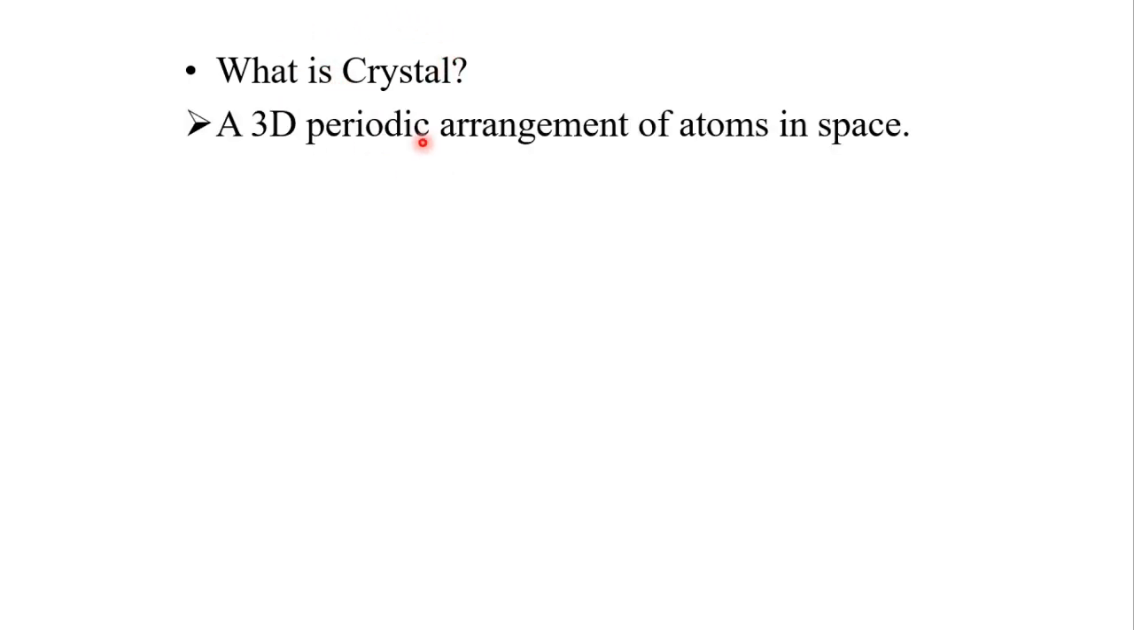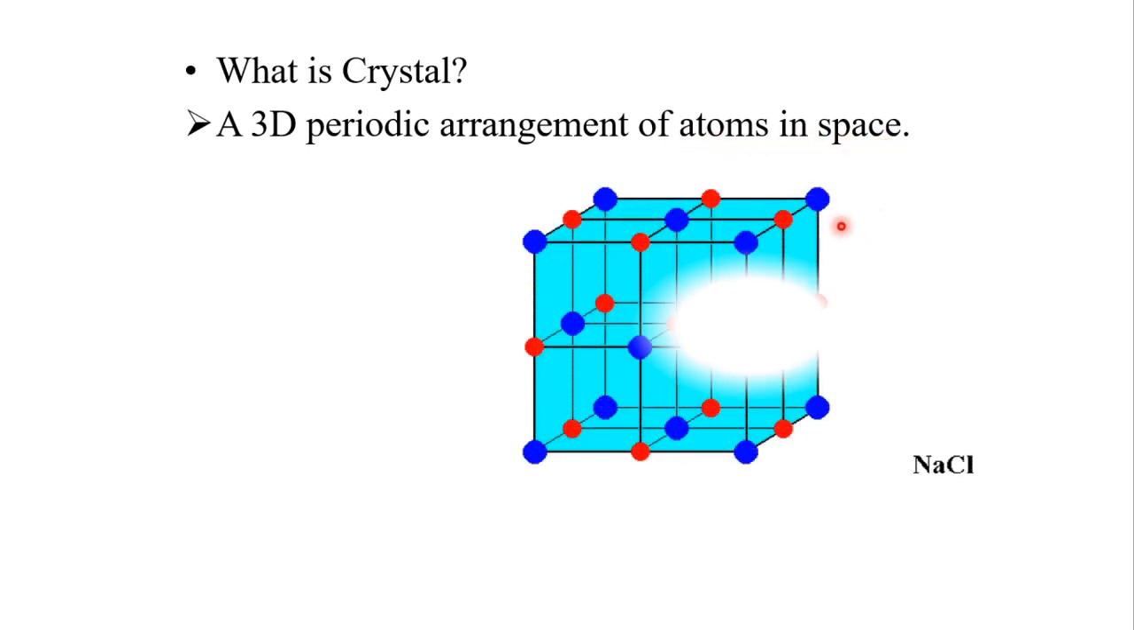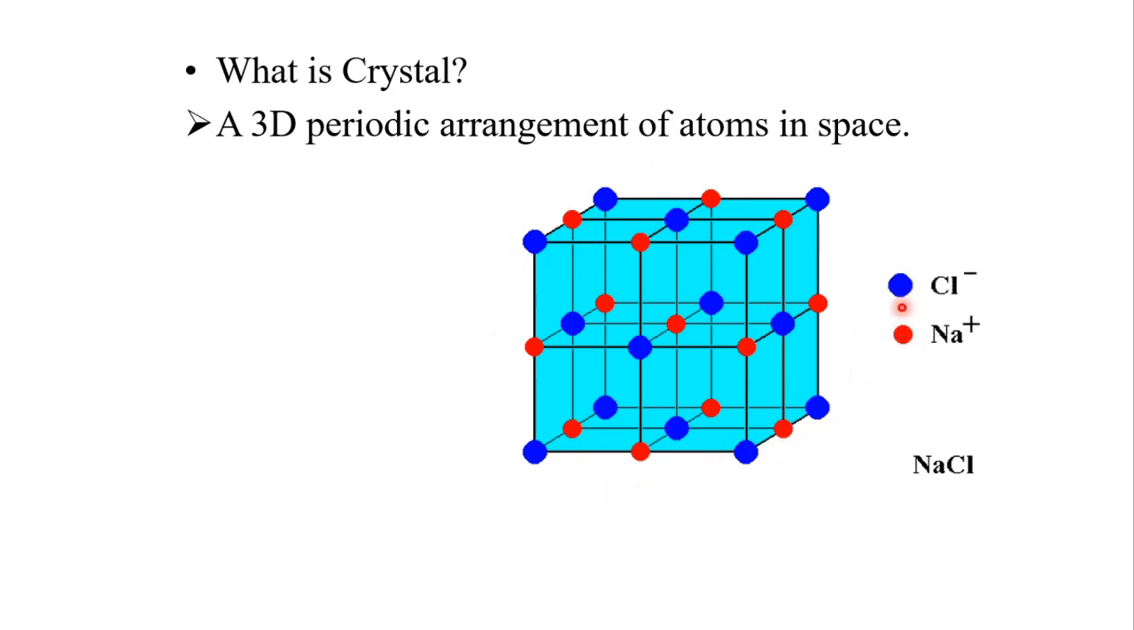Let's begin with the definition of crystal. Generally, we define crystal as a three-dimensional periodic arrangement of atoms in space. To understand this concept, I have taken the model of common salt. In this model, red atoms are sodium and blue ones are chlorine. Now, what do we mean by three-dimensional periodic arrangement? If you look at the model, we find chlorine and sodium atoms are repeating in each direction at equal intervals.